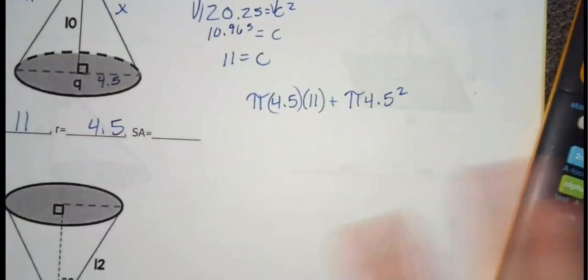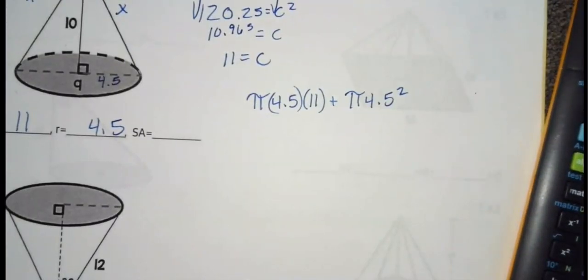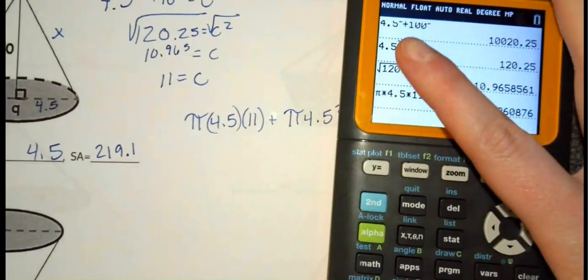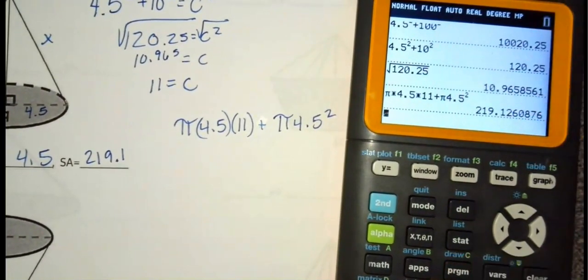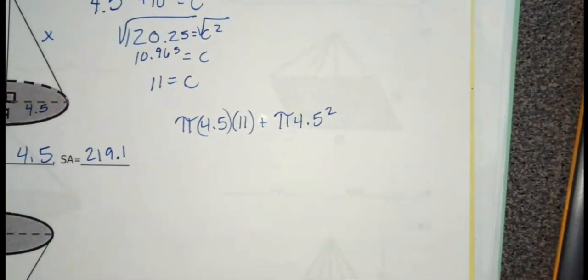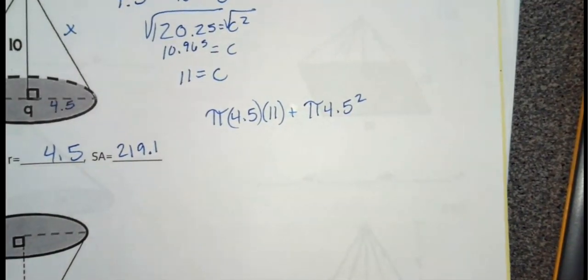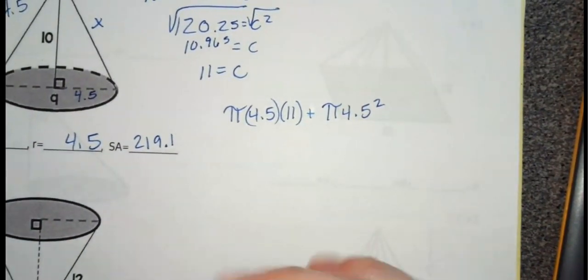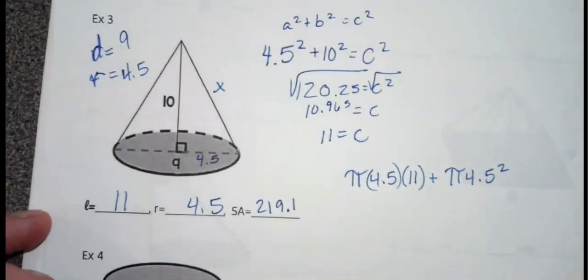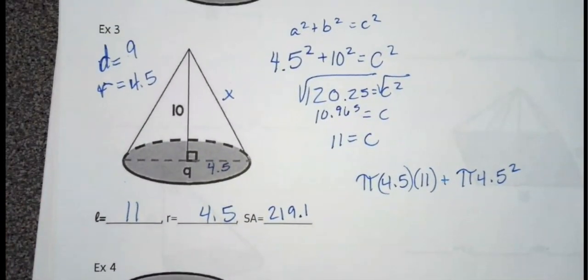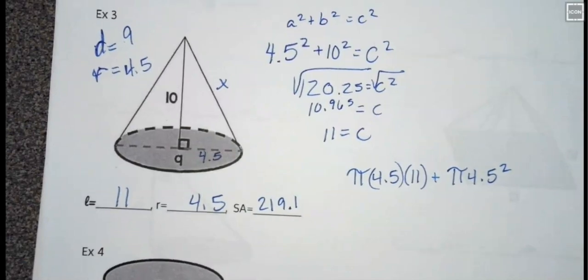And then we can just type all of this in the calculator. This is a good time to practice that. So pi times 4.5 times 11, then pi times 4.5 squared. This is going to give us 219.1. And essentially that is how you solve these. I think we're going to skip this last problem.